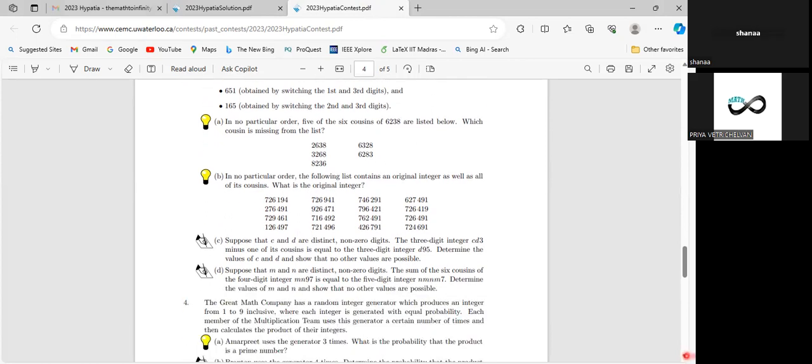Suppose that M and N are distinct, non-zero digits. The sum of the 6 cousins of the 4-digit integer M97 is equal to the 5-digit integer NM7. Determine the values of M and N and show that no other values are possible. M and N are distinct non-zero digits, so each must be from 1 to 9.